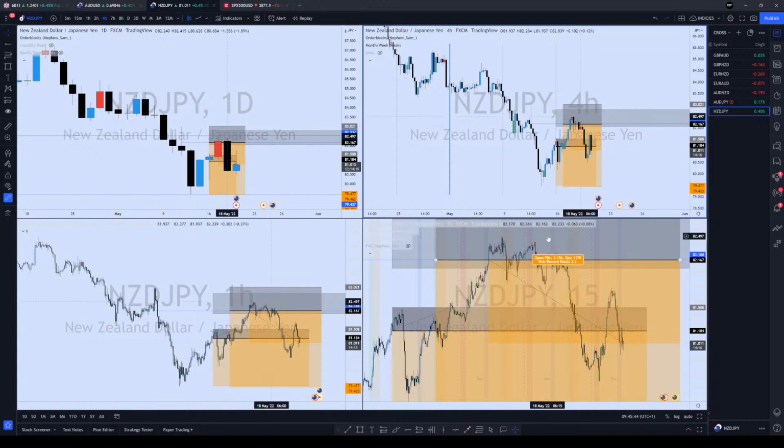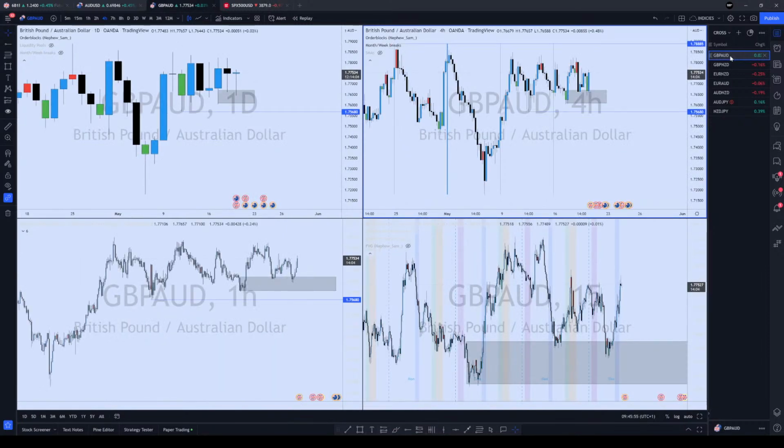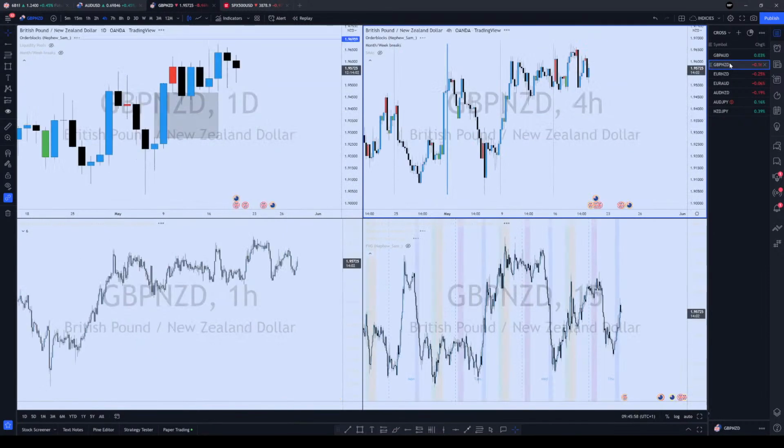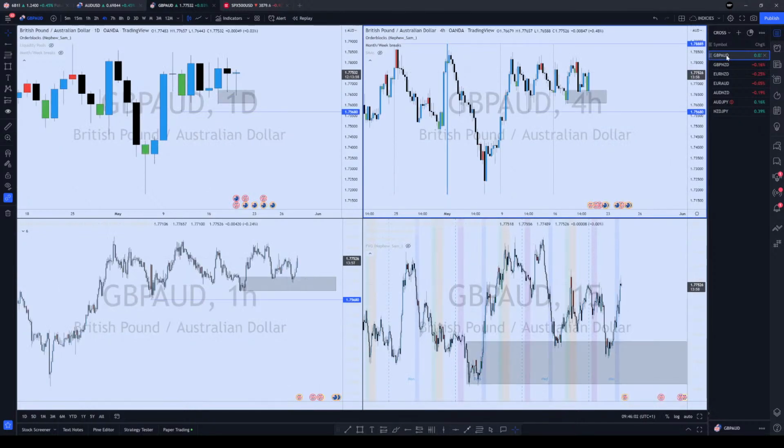All right, so look for continuation to the downside on this pair, all right, Aussie and New Zealand. The pound pairs or crosses here, they're kind of in the consolidation right now, so you might want to be careful trading this. Okay, but it's consolidation to upside that I'm looking for, not consolidation to downside.